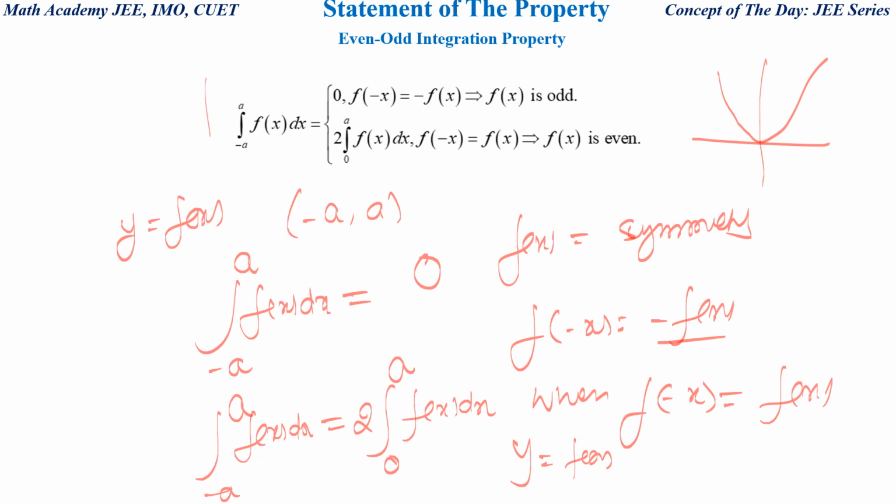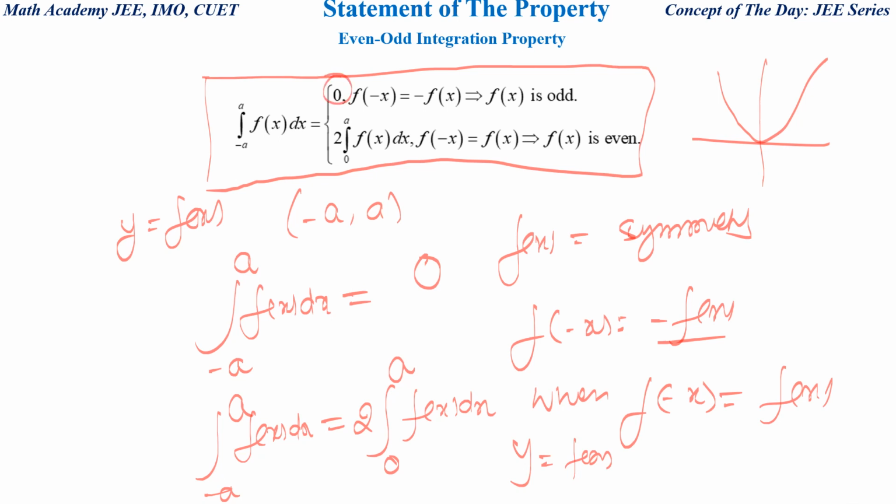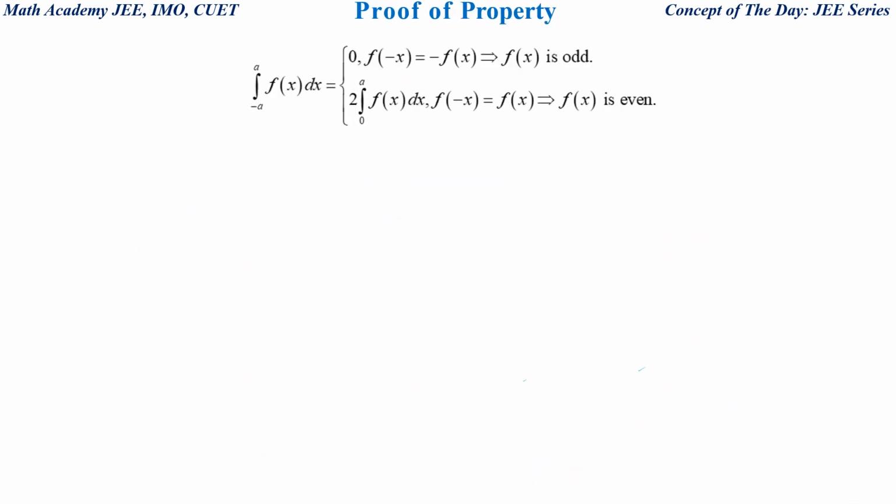We can summarize the statement of the property like this. If you integrate an odd function from minus a to a, the result will be 0, and the result will be 2 times the integration from 0 to a of f(x) dx when the function is even. So this is the statement of the property. Let's move on to the second part of this session, the proof of the property.